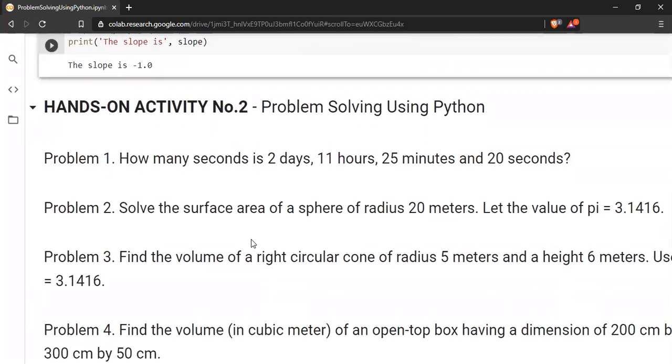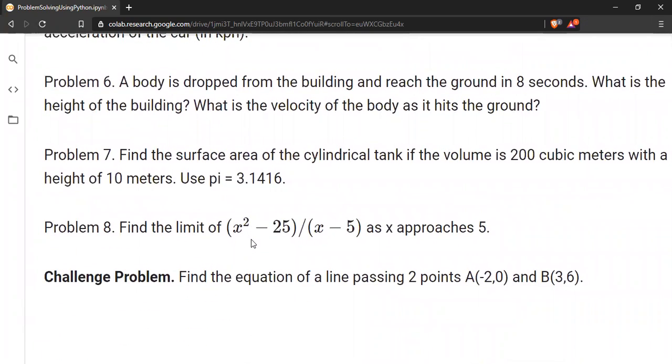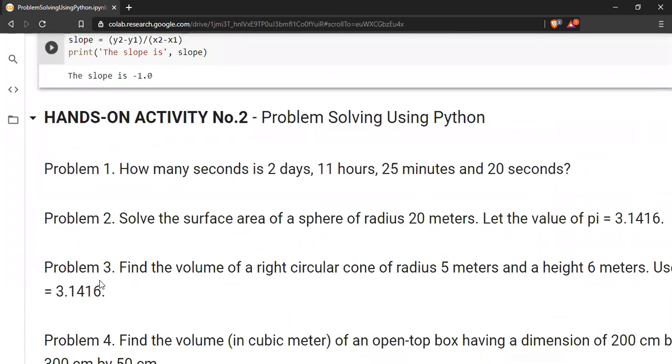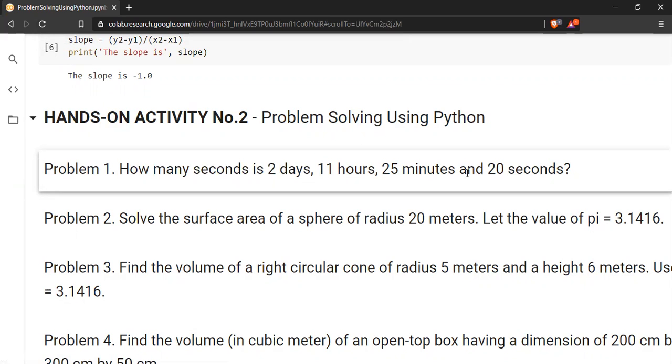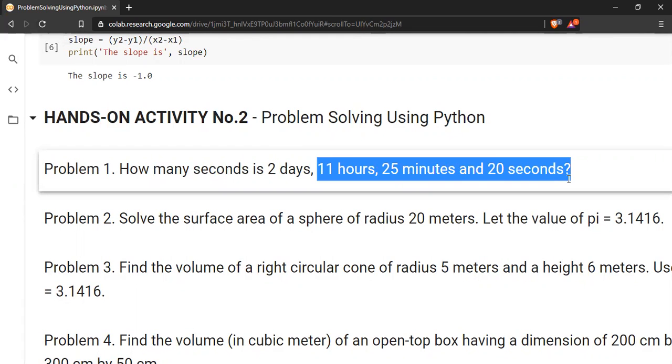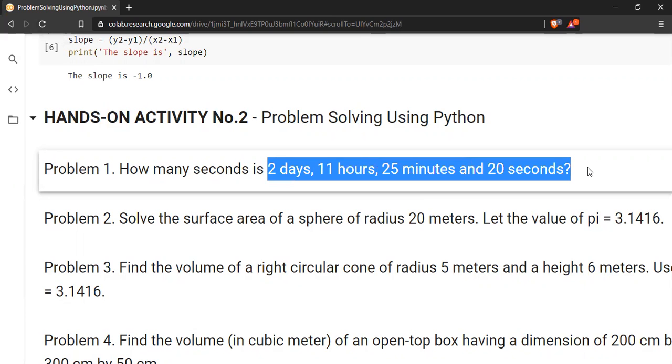Now in our hands-on activity, I have here problems 1 to 8 plus a challenge problem. Let me read the problems. In our hands-on activity, you are going to solve these problems using Python. Problem number 1: how many seconds is 2 days, 11 hours, 25 minutes, and 20 seconds? In this problem, you are going to convert 2 days, 11 hours, 25 minutes, and 20 seconds to seconds.